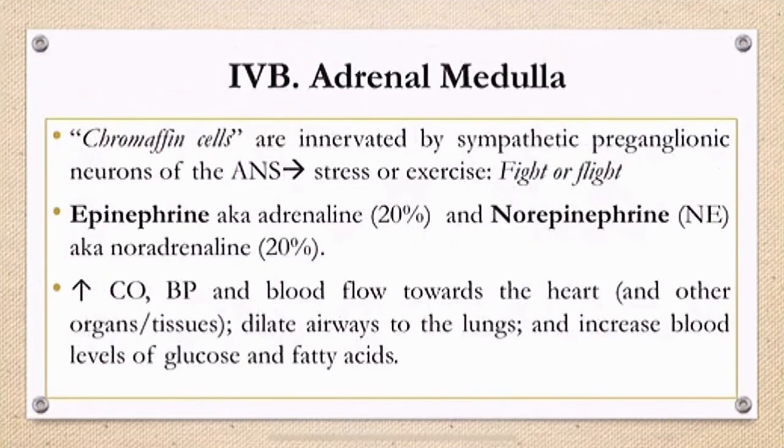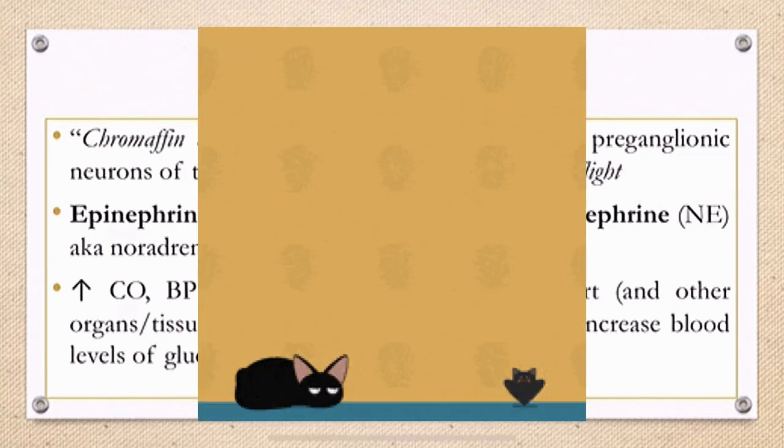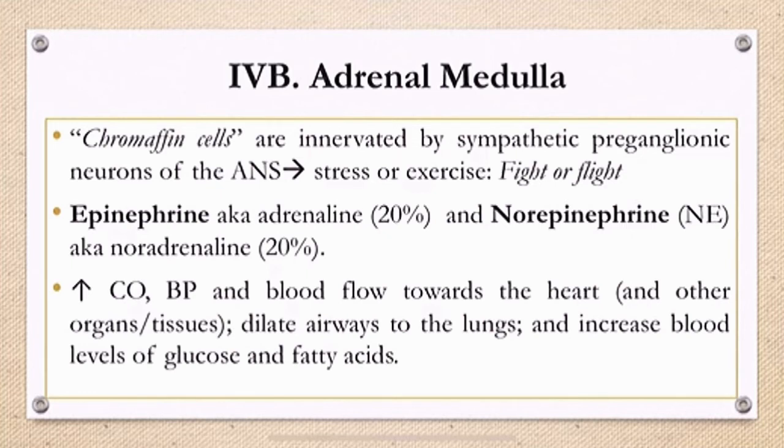Next would be your adrenal medulla. The adrenal medulla produces large amounts of the hormone adrenaline, also known as epinephrine, and small amounts of norepinephrine or noradrenaline. These hormones are released in response to signals from the chromaffin cells of the sympathetic division of the autonomic nervous system. The epinephrine and norepinephrine are commonly referred to as the fight or flight hormones because they get the body prepared for stressful situations that require vigorous physical activity.